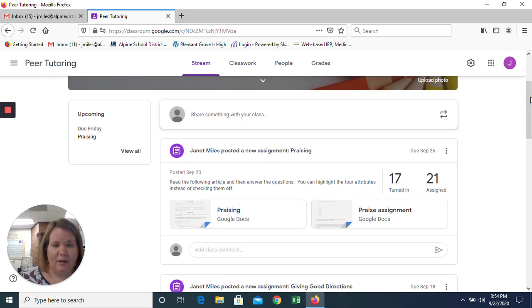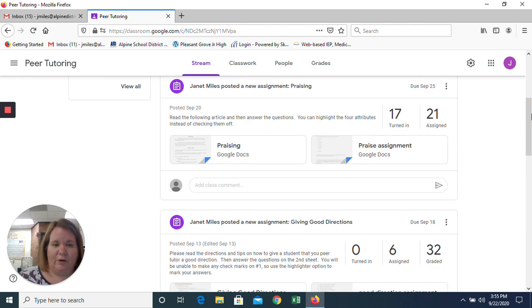And then this week, same thing. I just barely assigned this one. It's called Praising. And same thing, they have to read an article about the 4 tips that they could use to make a good praise statement when they're working with someone in my class. And then they had to answer some questions on a separate assignment. So those are the only written assignments that I've assigned so far in my peer tutoring class.